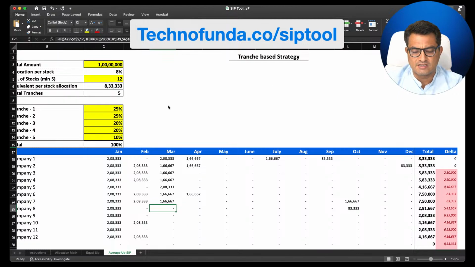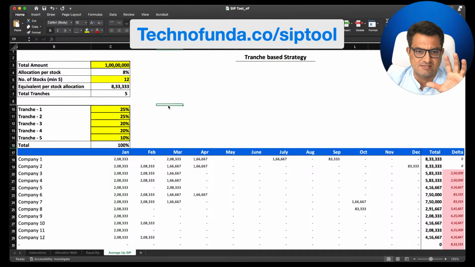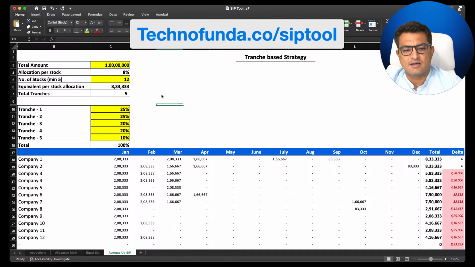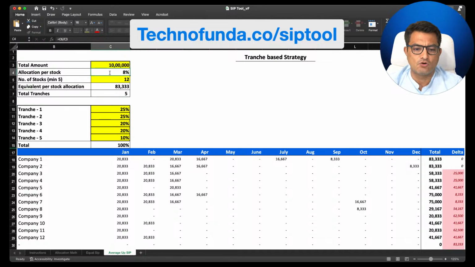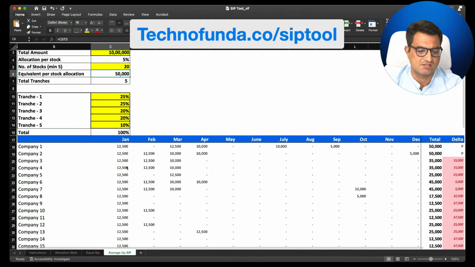Now, what I'll do is I'll share this strategy in a very simplified way. Let me explain what we are doing here. Say for example, you want to put 10 lakh rupees. Instead of 1 crore which is here, I want to deploy 10 lakh rupees, and I want to put it into 20 stocks. So automatically, as in the first sheet, the 20 stocks have come up.